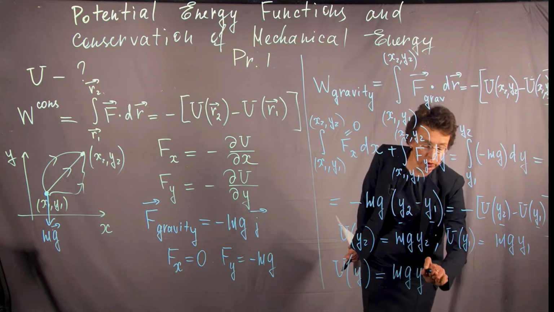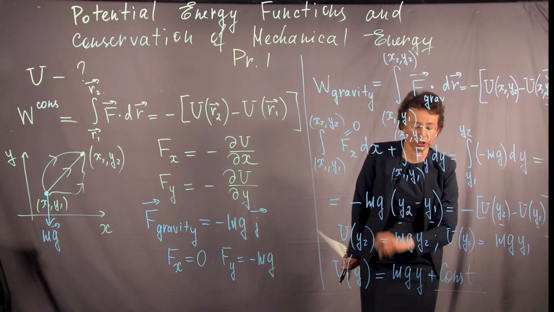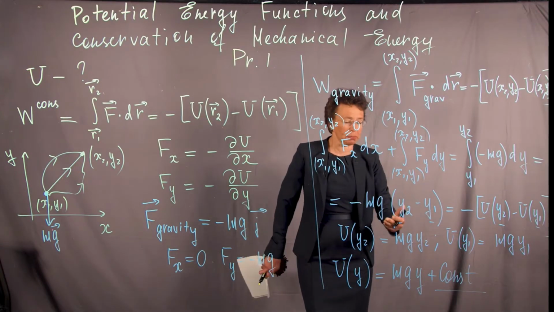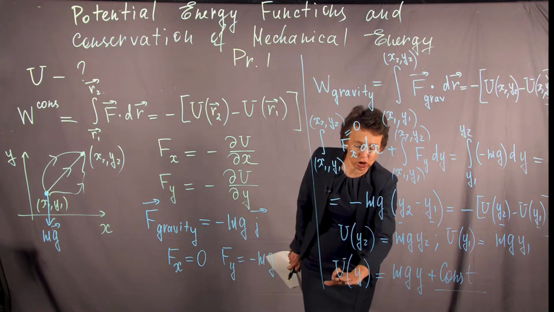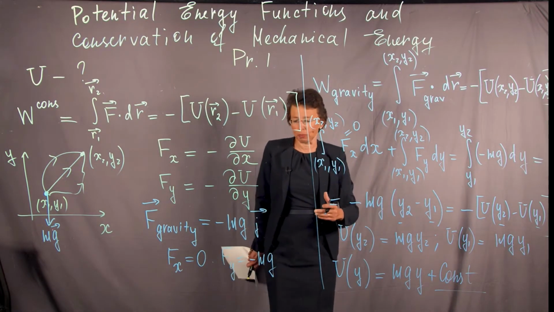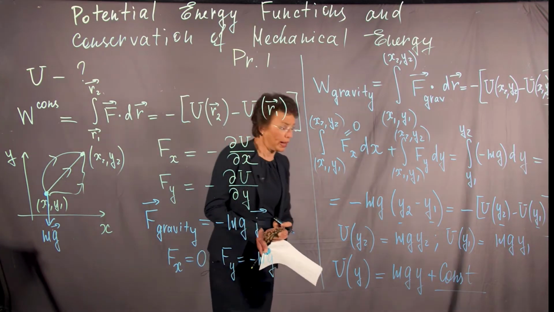And I will add constant. Why would I add arbitrary constant? Because potential energy function is defined with respect to constant. And now what I will do, I will differentiate u back to make sure that we get all information about our force of gravity. Where will I write it?